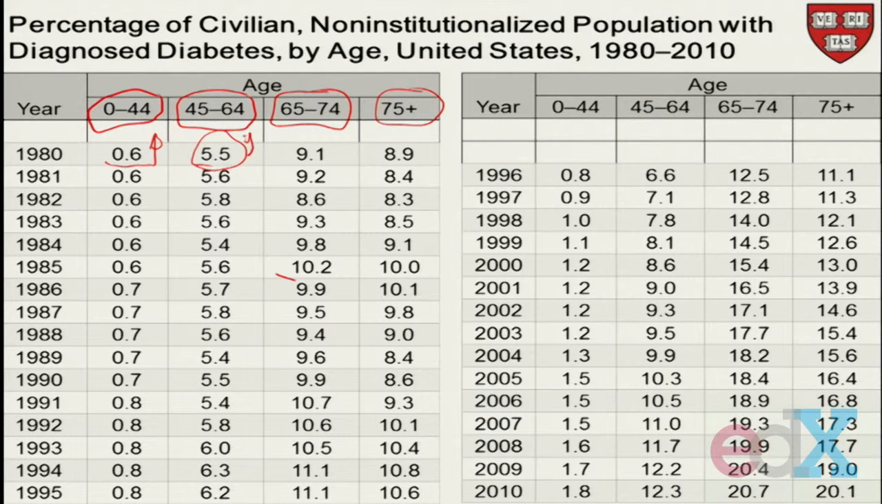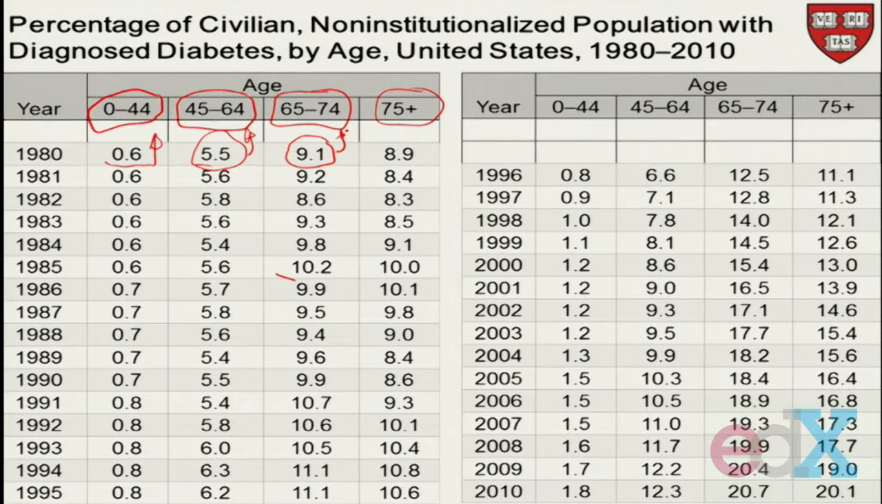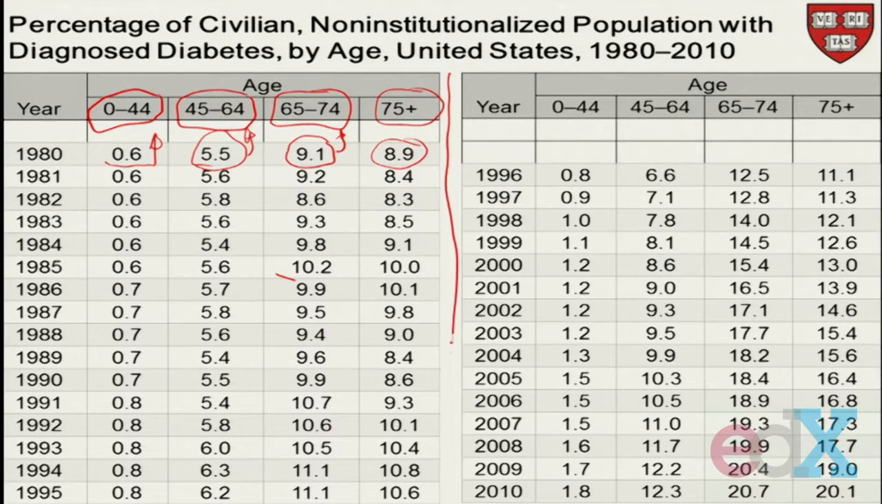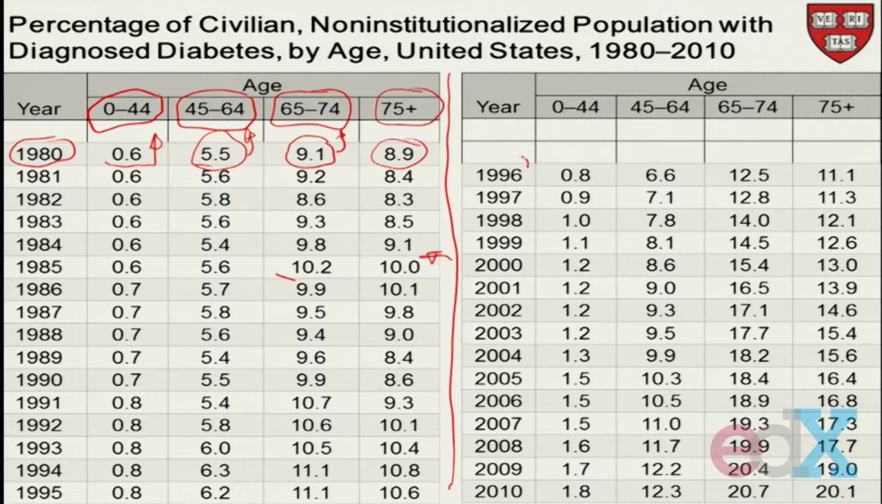So in 1980, in the 45 to 64 age group, 5.5%. And in the 65 to 74 age group, 9.1%, and 8.9% in the over 75. So there's a lot of information here. I've drawn it this way so that it would all fit onto the screen, but to the left is between the years of 1980 and 1995, and to the right is between 1996 and 2010.